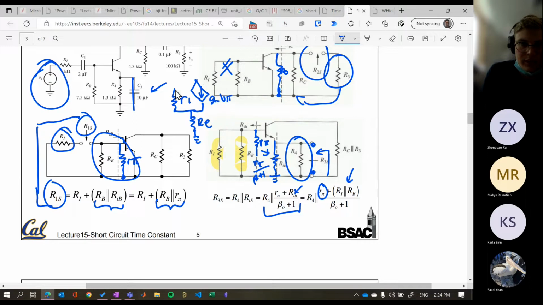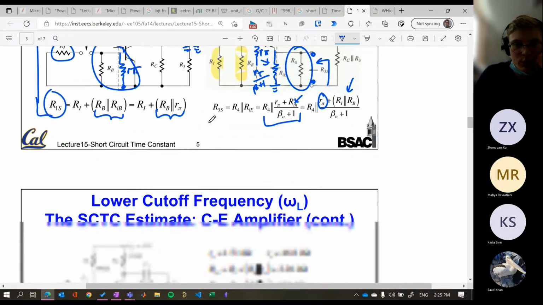GMV pi, sorry. So if we're looking into these terminals here, this gets sort of reflected down into a parallel resistance divided by beta. It might save you a bit of time.